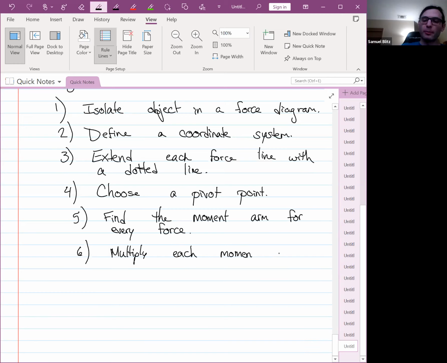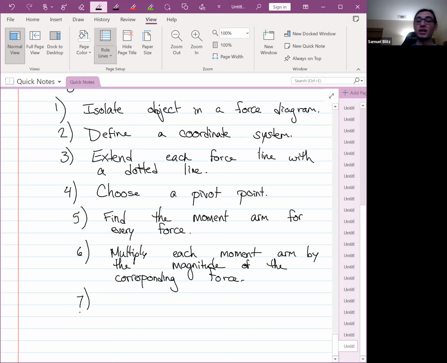This will tell you what the magnitude of the torque is. It's the magnitude of the torque, it doesn't tell you the direction. Then you just determine the direction of each torque. And you do that by just imagining what direction it would rotate in if there were no other forces present besides the one that you're looking at.